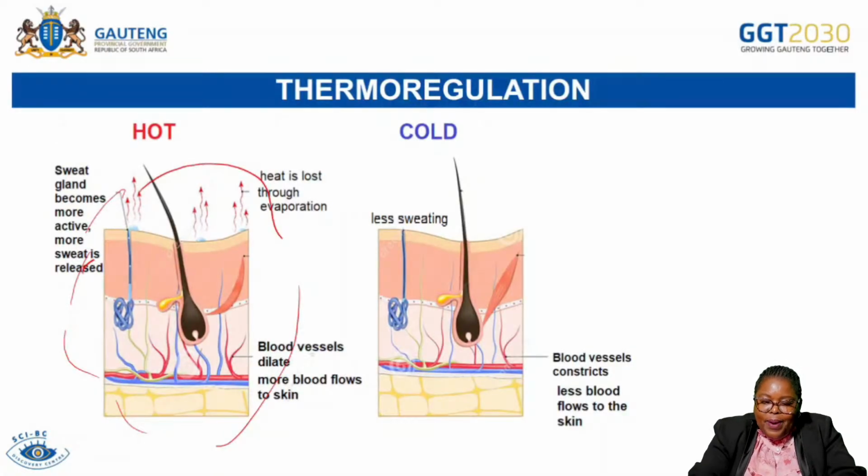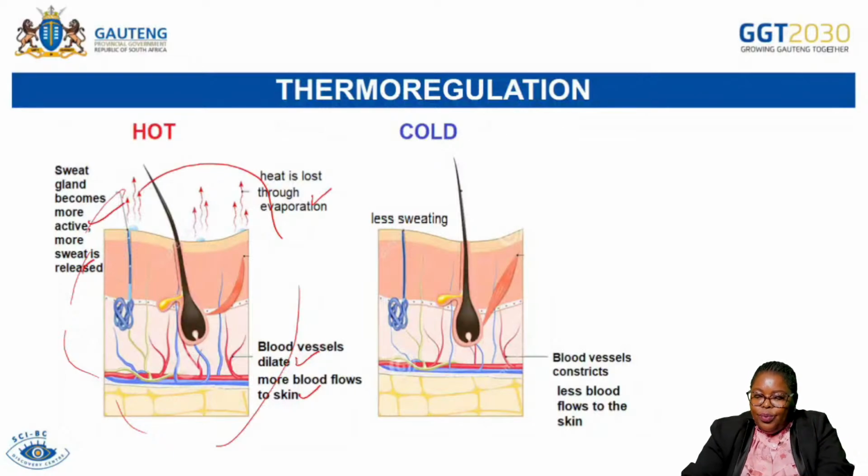What we are saying is, in hot temperatures, blood vessels dilate. Okay, then more blood flows to the skin, because blood vessels have dilated. That is in hot temperatures. And when it's hot, we know the sweat gland becomes more active and more sweat is released. So we release more sweat when it is hot, and then heat is going to be lost through what? Through evaporation.